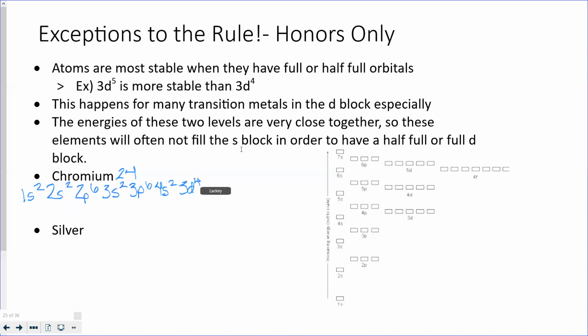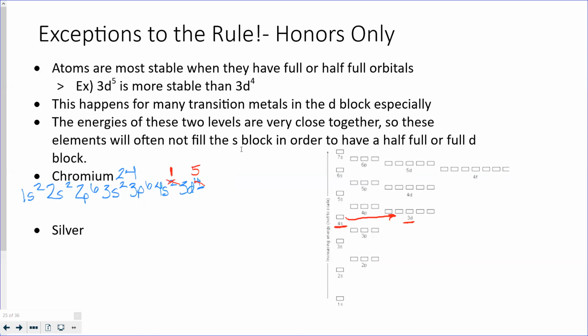So we said this is not very stable, having that 3d4. So what we'll do to make it more stable is we will borrow one of these from the 4s and change this into 3d5. So we simply move one of those electrons over because they're so close together in energy. So looking at the picture over on the right, you'll notice like here is 4s, here's 3d. So one of these electrons just hops over into the other sublevel because they are very close together in energy.